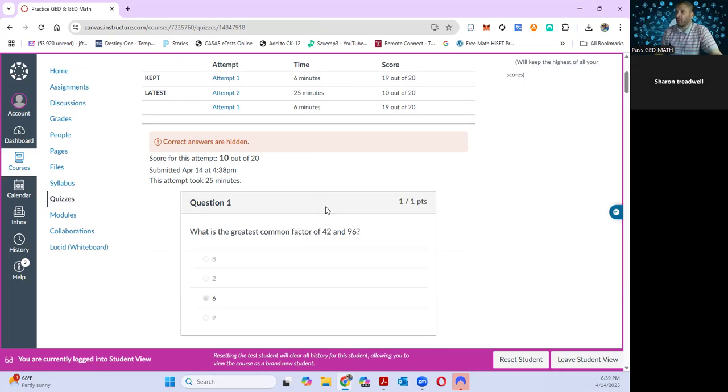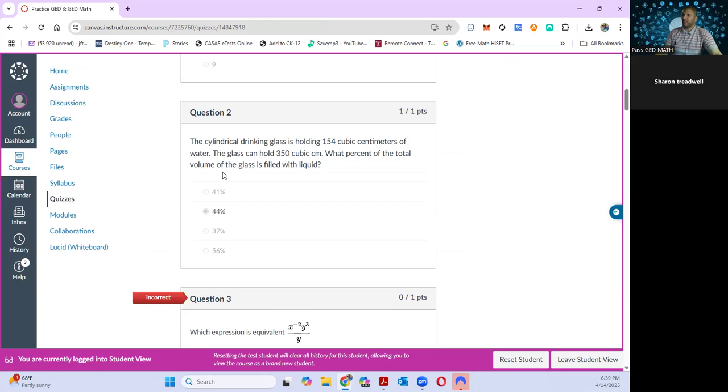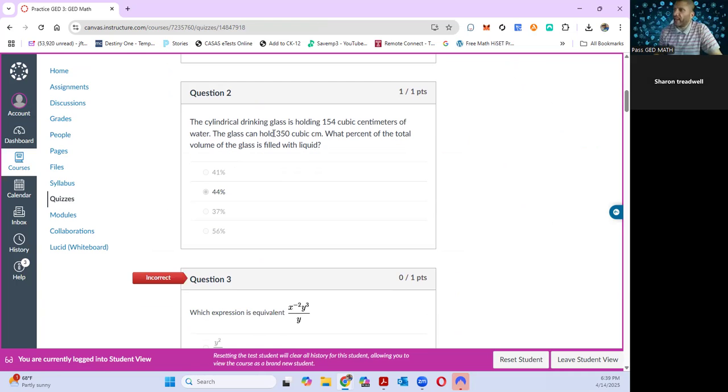Let's go over. What is the common factor of 42 and 96? 6. Okay. The cylindrical glass is holding 154. Get my calculator together. Hold on. Let me get my calculator.